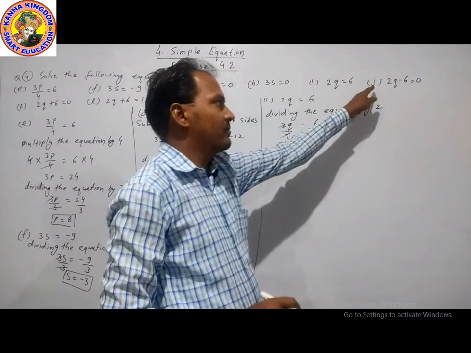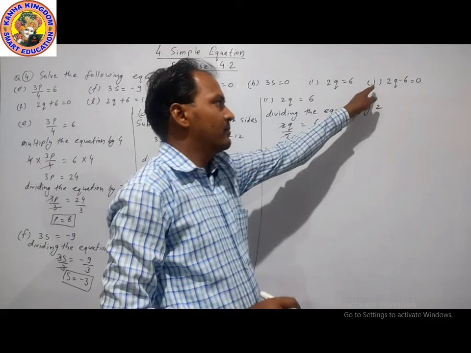Now next one, J. 2q minus 6 is equal to 0. This is our equation. There are two operations, multiply and subtract. First of all, we will attend plus and minus. Here is minus 6, so we will plus 6. Adding 6 on both sides.